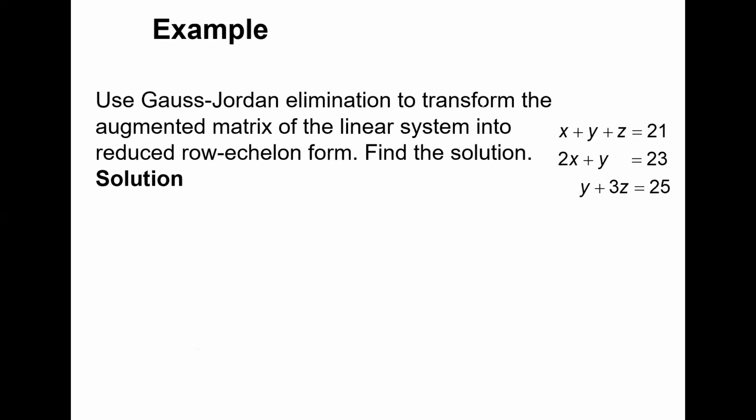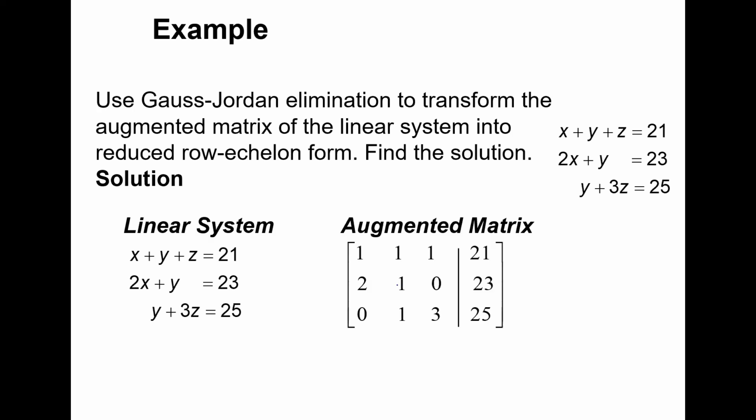So what we want to do here is use Gauss-Jordan elimination to transform this system of equations first into an augmented matrix and then put that into the row reduced echelon form. So first we'll put that into an augmented matrix, and that's just again 1, 1, 1, 21. 2, 1, 0, 23, and then 0, 1, 3, 25. And so that starts our thing.